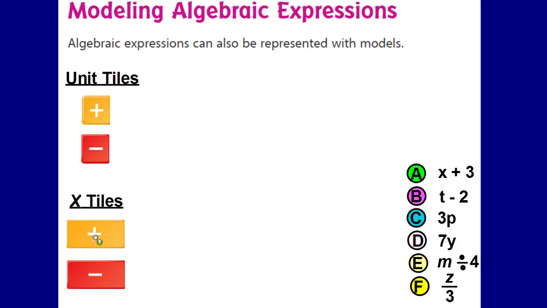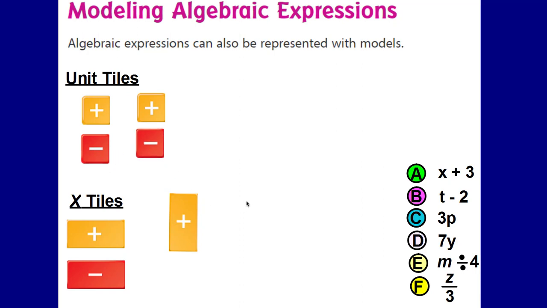The X tiles are rectangular in shape. They can be horizontal or they could be vertical, either one. The yellow, if you have the actual tiles, represents positive x's, or the positive variable, and the red would represent negatives. Now, even though we call them X tiles, they actually represent whatever variable your expression has. Then you have the unit tiles. The unit tiles represent your constants, like 3, 4, -7. Unit tiles are squares, and yellow is positive, red is negative.